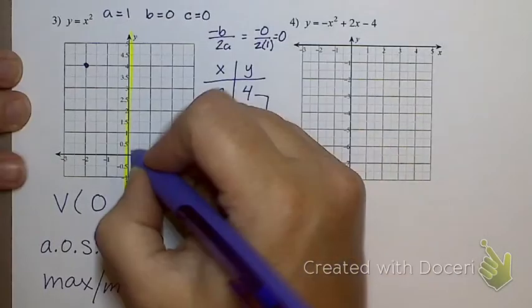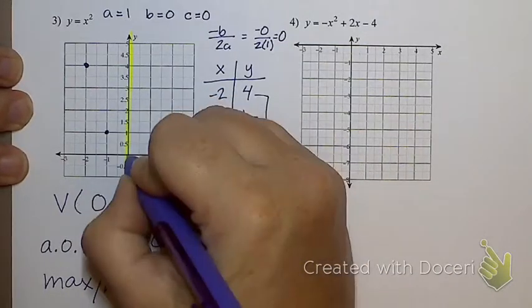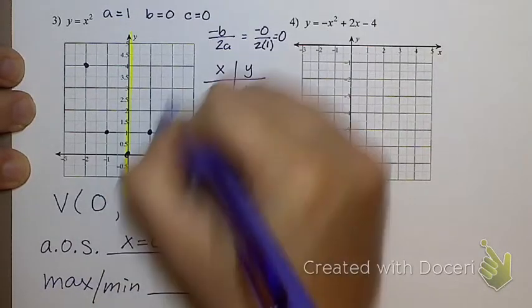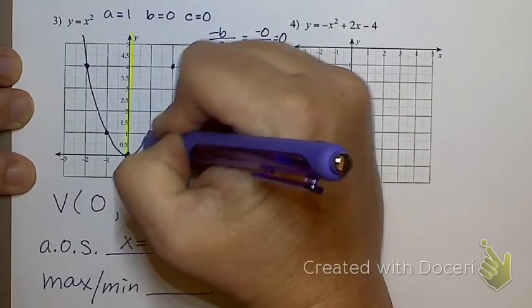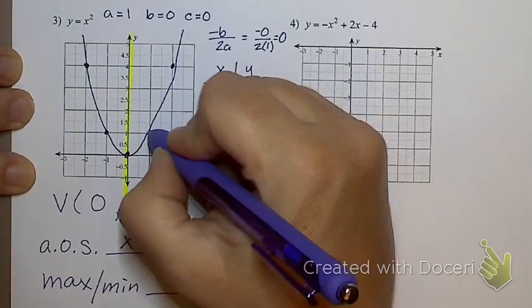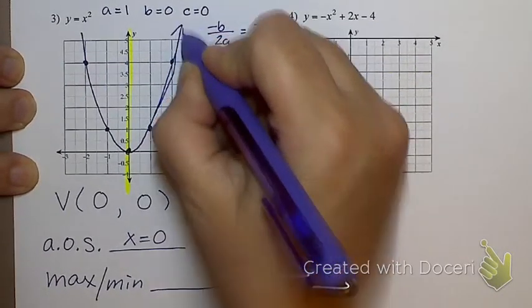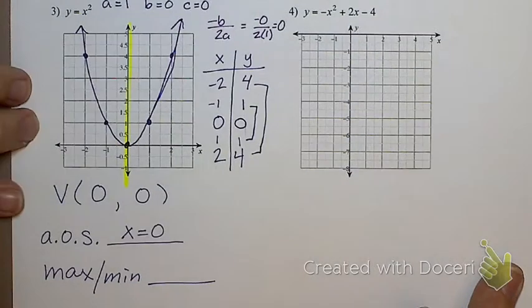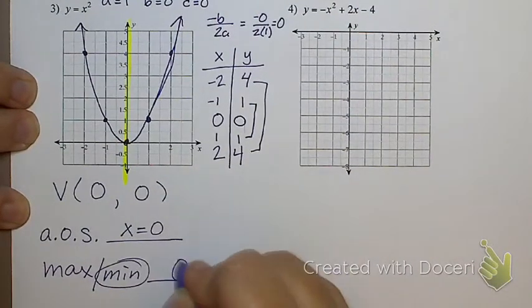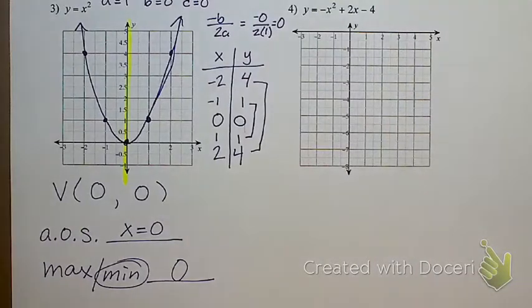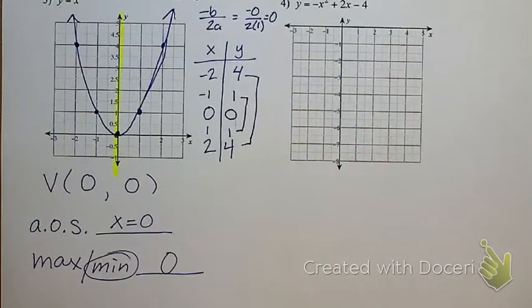And then negative 1, 1. And the rest of my points. Whoop. Didn't go through it. There we go. Does that one have a maximum or a minimum? Minimum. And what is that minimum? 0. All right, I want you to take a minute and try number 4. All by your lonesome.